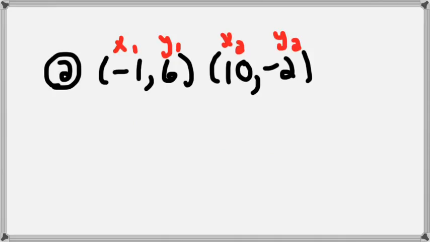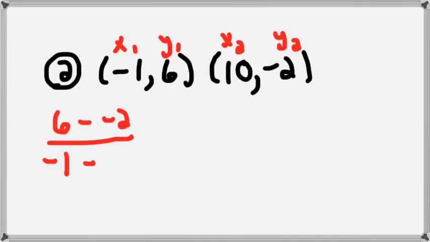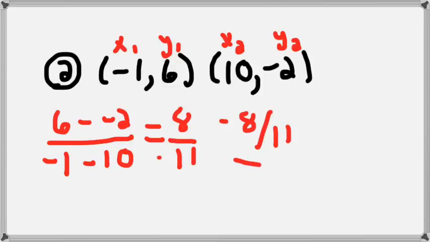Here we go, number 2. So I'm going to do y1, 6, minus y2, negative 2, and I'm going to do x1, which is negative 1, minus x2, which is 10. This is the same as 6 plus positive 2, which is 8, and this is the same as negative 1 minus 10, which is negative 11. And that comes out to be negative 8/11. That's the fraction negative 8/11. You cannot simplify it further, and again, it's okay if you switched this around and got negative 8/11 by switching them around.